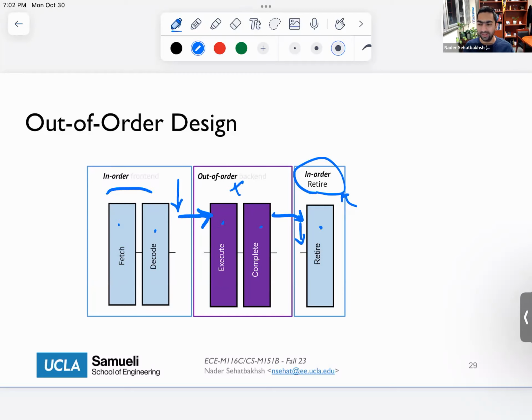Okay, so essentially, when we're talking about out of order execution, it doesn't mean that everything happens out of order. Most things actually still happen in order, including fetching and decoding. But the execution, and the things that happen during the execution, are the part that is happening out of order. Okay, so let's see how.